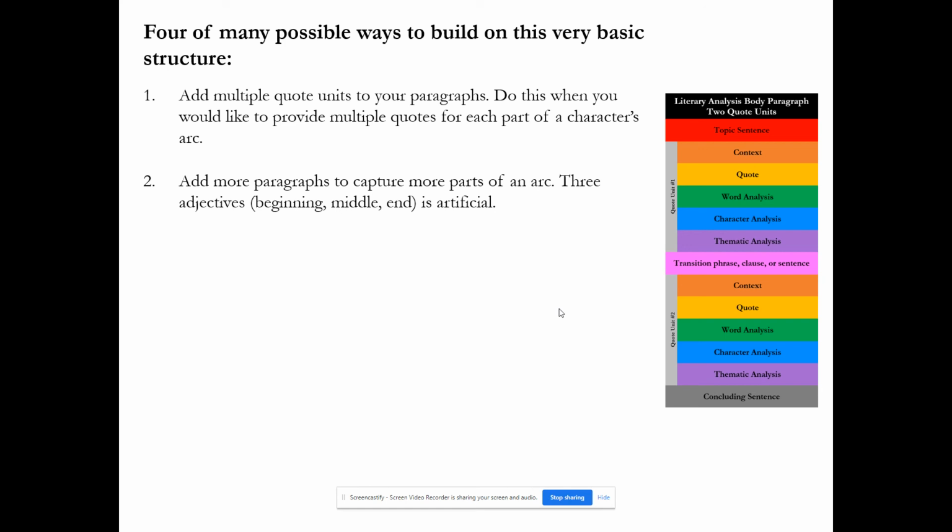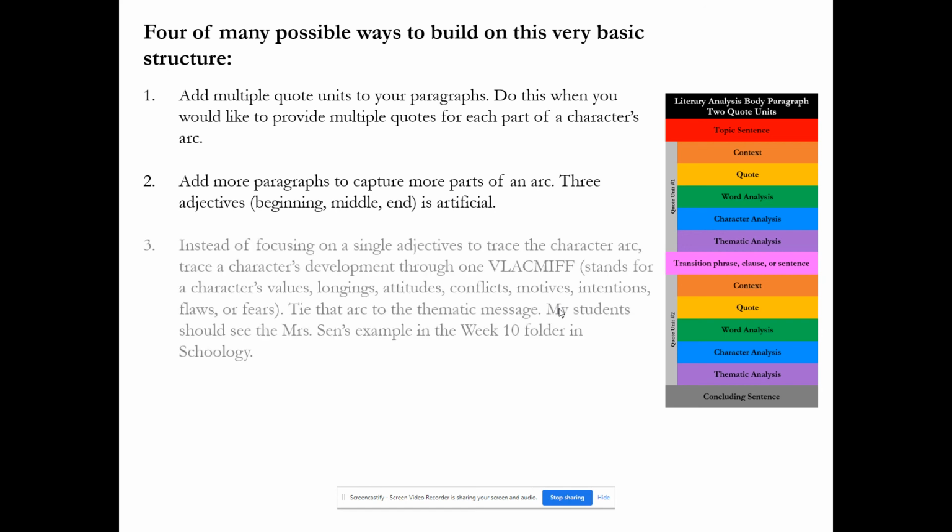Okay. Second thing you might do would be to add more paragraphs and more adjectives to capture more parts of a character's arc. So the 3 adjectives, beginning, middle, end, is kind of artificial. Works well for really short stories, but in a longer novel, you might talk about how the character changes in 5 different ways over the course of the story, in which case you'd have 5 body paragraphs, each with 1 or 2 quote units, your choice. And those would make an even more complex character arc.